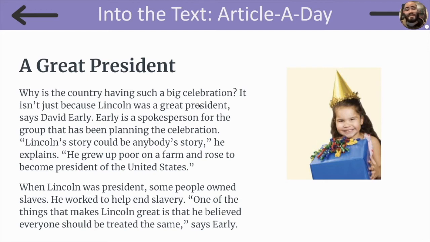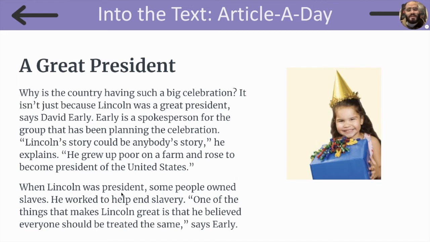Why is the country having such a big celebration? It isn't just because Lincoln was a great president, says David Early. Early is a spokesperson for the group that has been planning the celebration. Lincoln's story could be anybody's story, he explains. He grew up poor on a farm and rose to become president of the United States. People connect to Lincoln because he started out like everybody else. He was very poor, but was able to become the president of the United States. He was the embodiment of what we call the American dream.